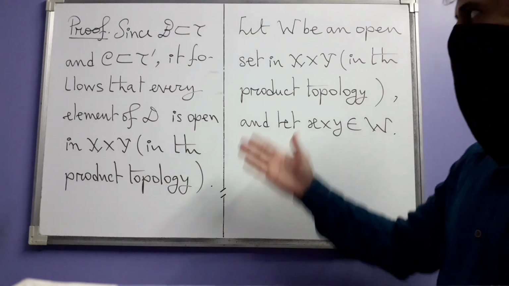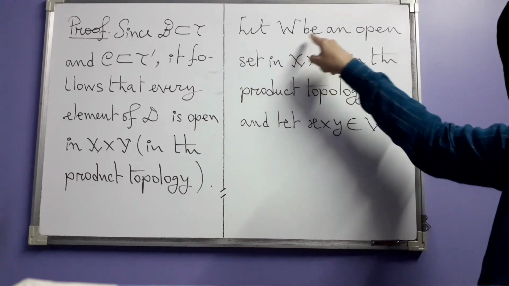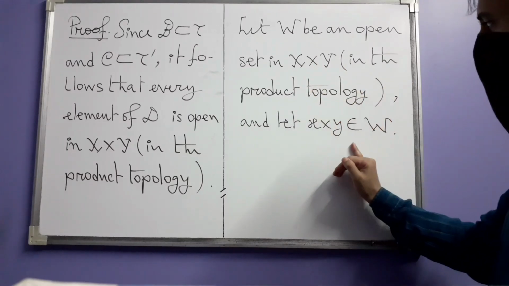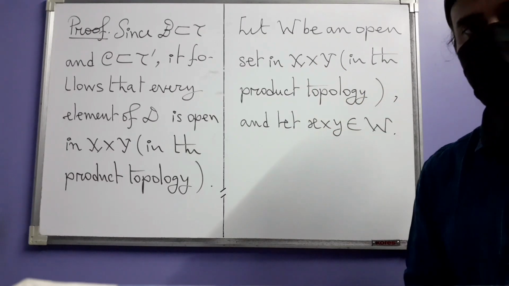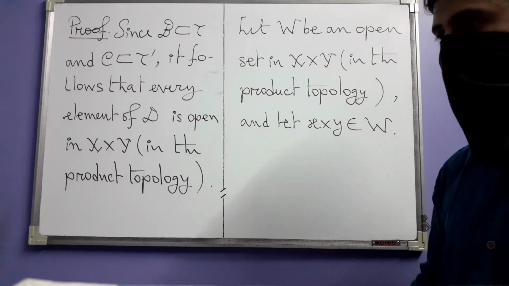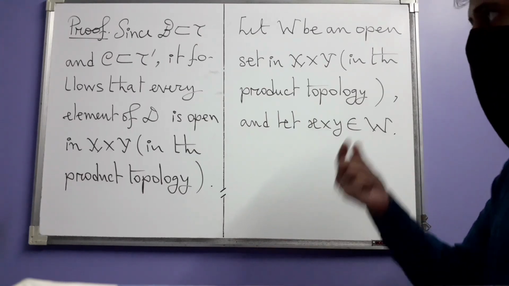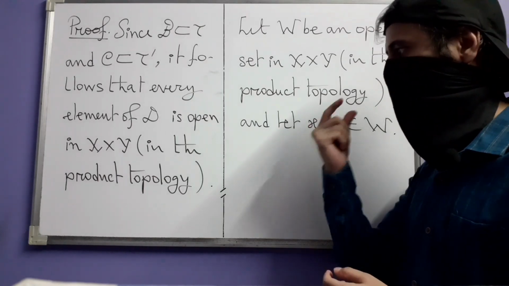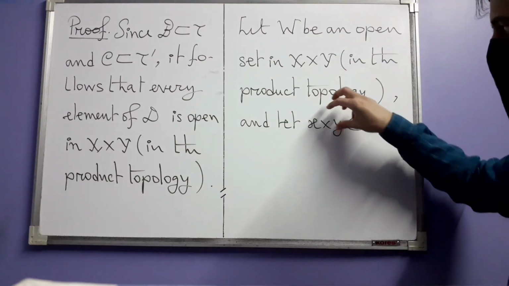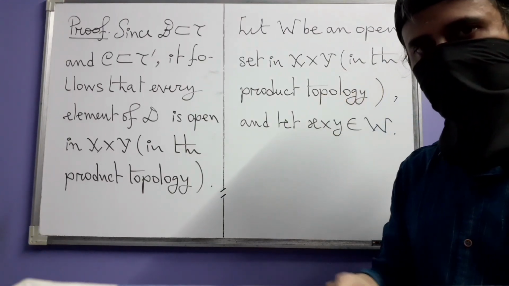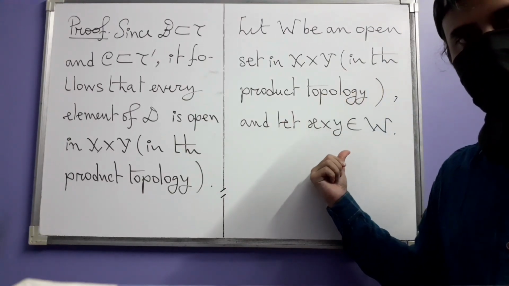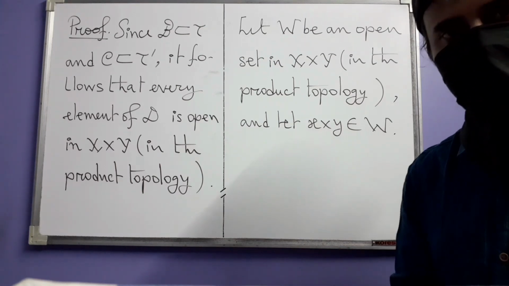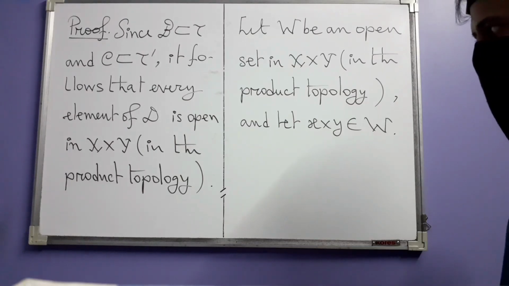The other condition starts like this. Let W be an open set in X times Y, of course in the product topology, which has a point (x, y) in it. What do we have to show here? We have to show that there exists an element in the collection D that will have this point inside of it, and that will be contained in this W as a subset. If we can manage to show this, then we are done. Now what do we do? Where do we go from here?